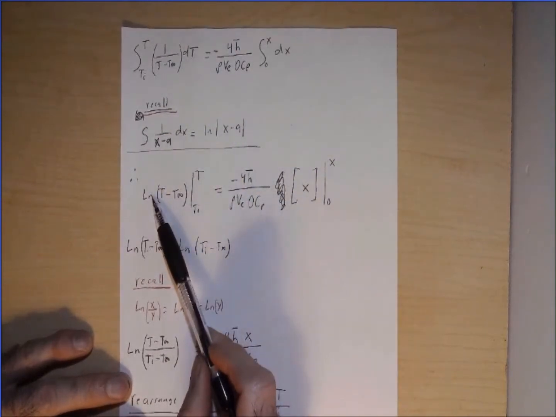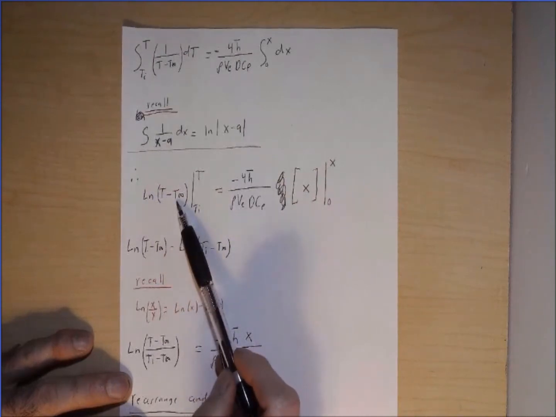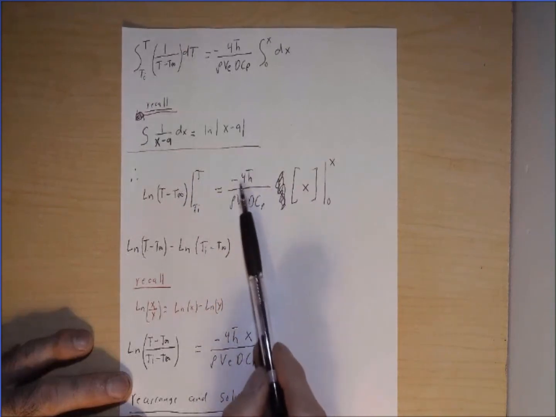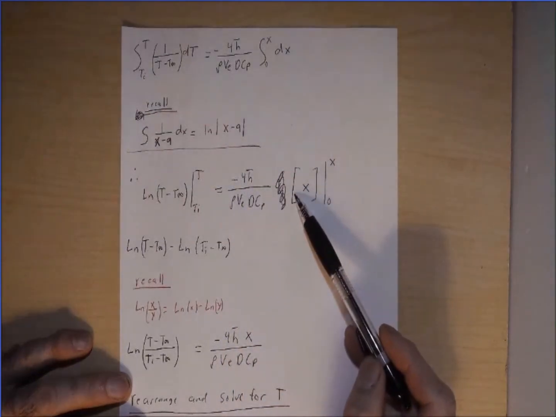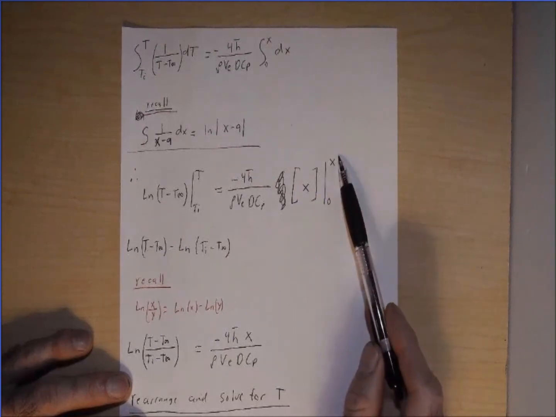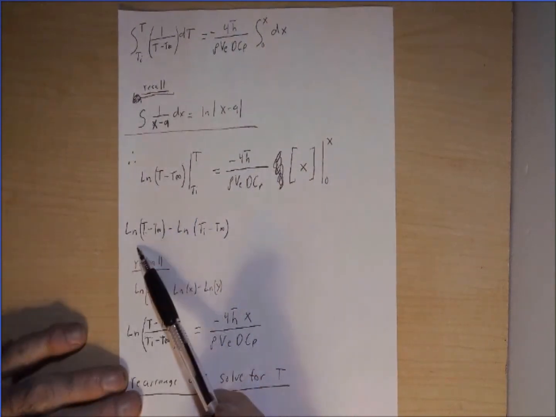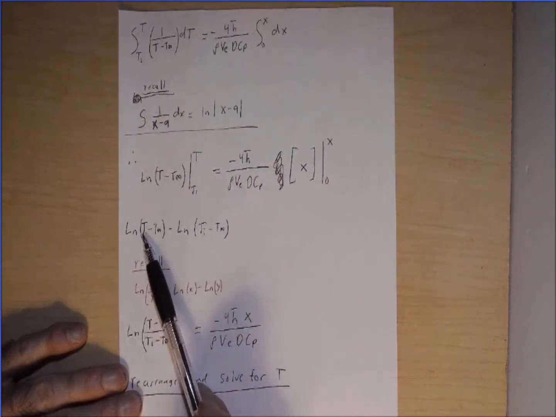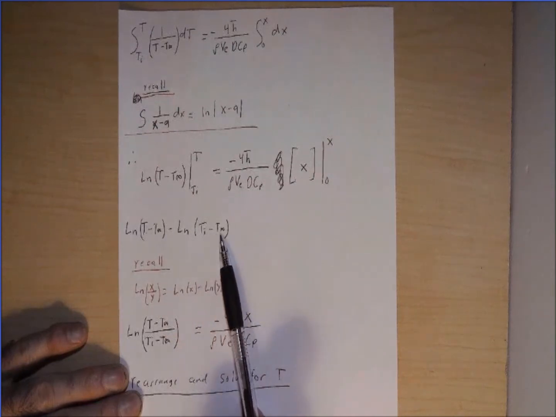Now we can plug our specific values into this general form from our table of integrals. Taking the integral of the left side, we end up with the ln of T minus T infinity, evaluated from T_i to T. This is equal to our constants on the right-hand side, negative 4 h bar over rho V_E d C_p, times the integral of dx, which becomes x, evaluated from the limits of 0 to x. Plugging in our limits, we end up with the natural log of T minus T infinity minus the natural log of T_i minus T infinity.